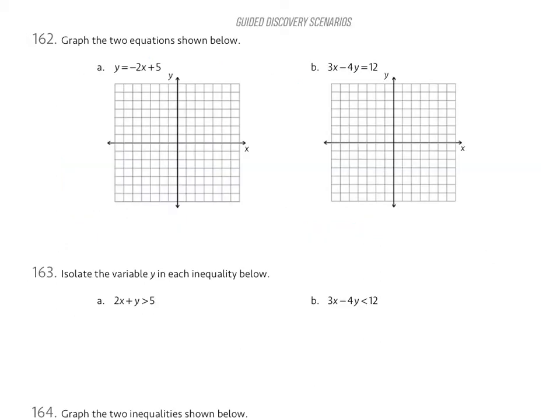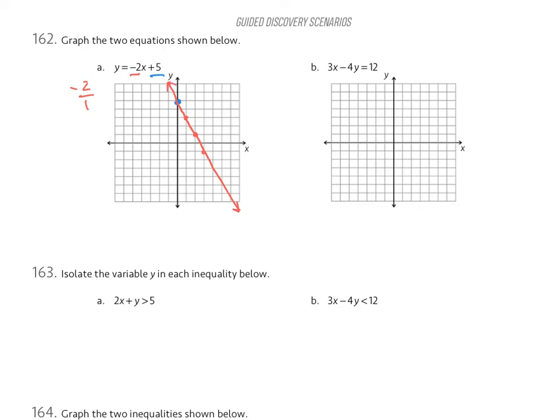162. Graph the two equations shown below. Part A. Y equals negative 2x plus 5. 5 is the y-intercept. So I'll go up 5, 1, 2, 3, 4, 5, and put a point there. Negative 2 is the slope. Negative 2 written as a fraction is negative 2 over 1. So I can go down 2, right 1, down 2, right 1, down 2, right 1. That's plenty. Now we can draw a line through all of that to represent all of the points for which y equals negative 2x plus 5.